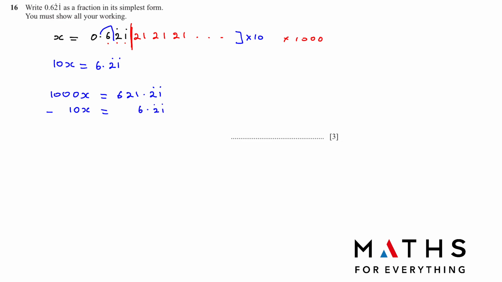See, the numbers after the decimal, they are the same. So when we subtract, they're all going to cancel out. 1000x minus 10x is 990x is equal to 615. Shift the 990 to the other side. 615 divided by 990. This will give us 41 over 66.